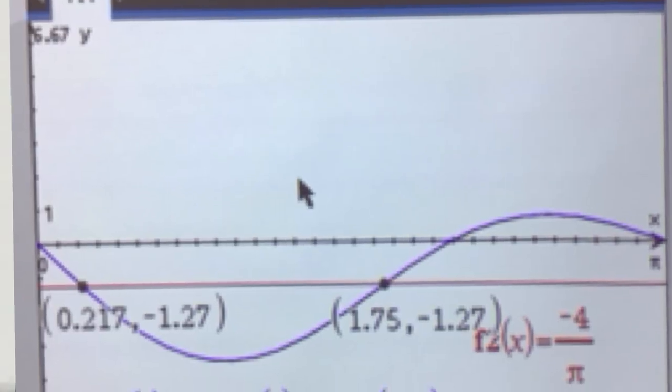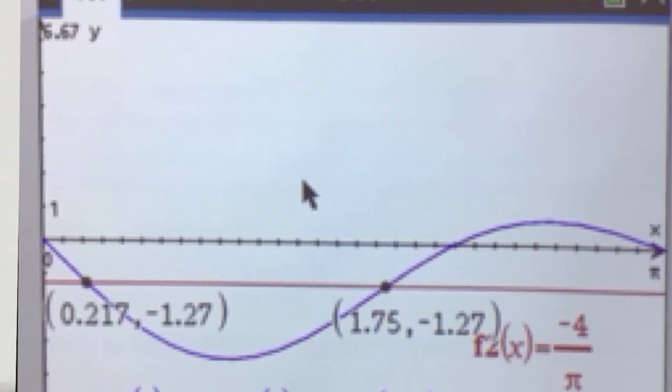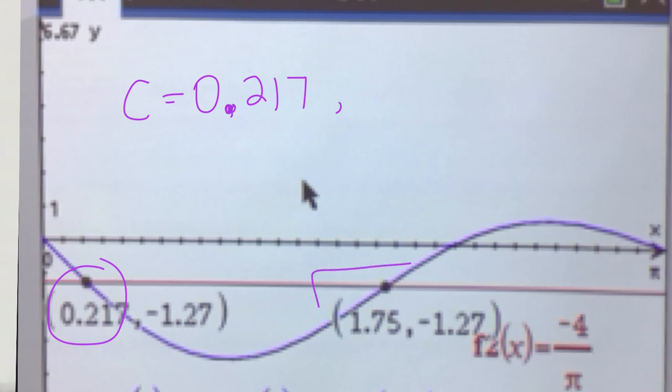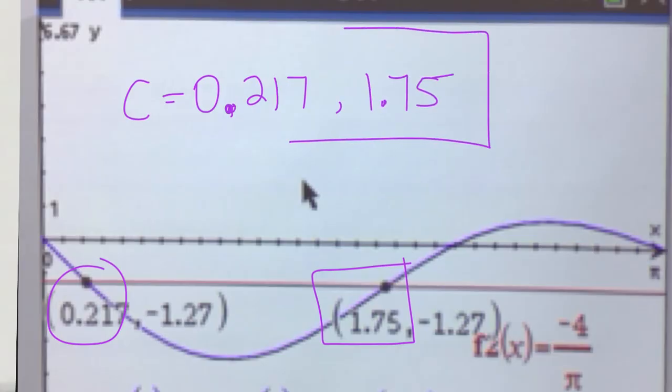So my calculator tells me that my answers to this, my first C value is 0.217. So that's a decimal. And my second one is at 1.75. Okay, so those are my two answers on the interval from 0 to pi where the derivative is equal to the average rate of change. Okay, and that's what it's all about.